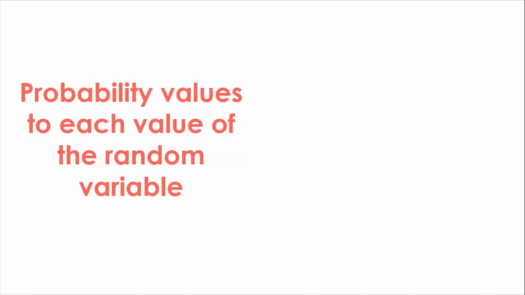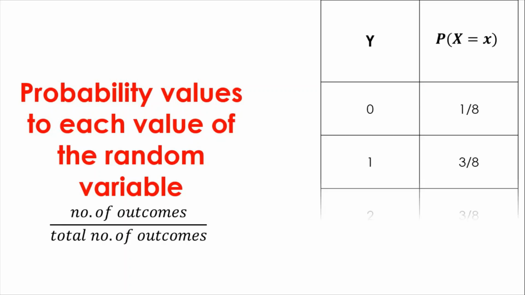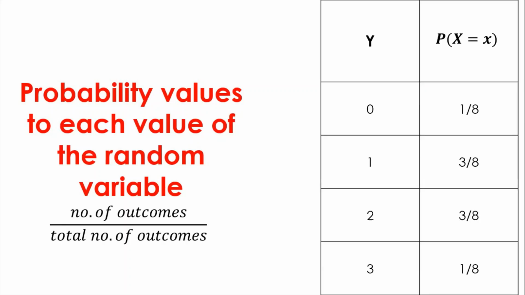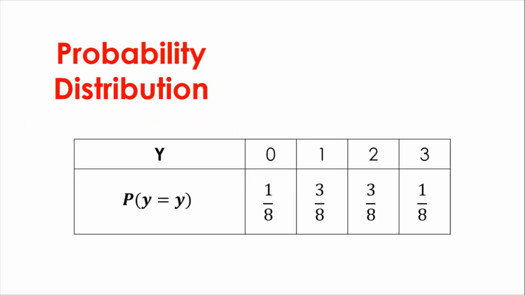Third, we determine the probability of each value, therefore giving us this table. In conclusion, the probability of picking 0 and 3 red balls out of a bag is 1 out of 8, and picking 1 and 2 red balls is 3 out of 8.